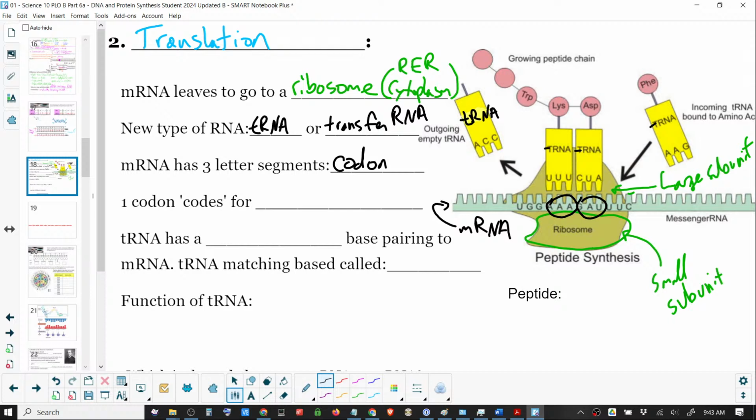The tRNA, here, this, that, is an anticodon. And I'm going to put that there anyway, so I might as well do it now.